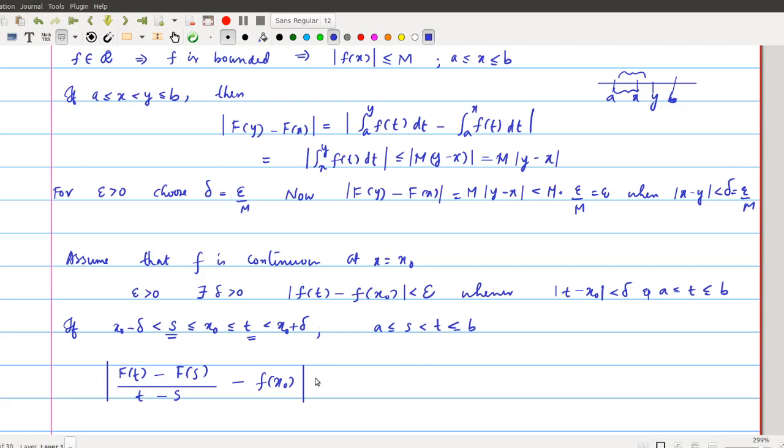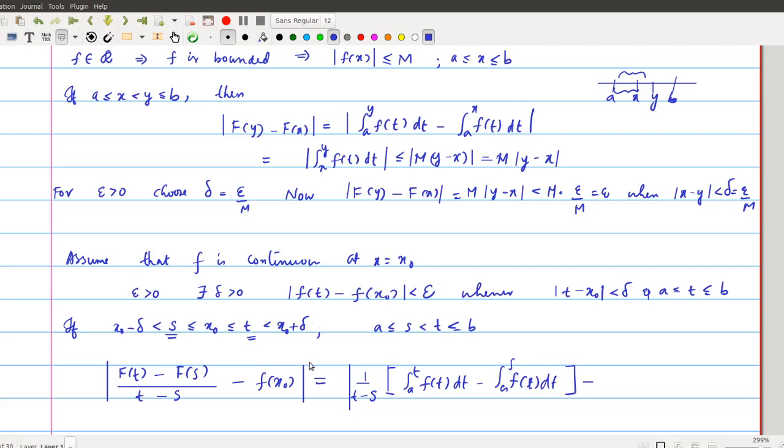Now we evaluate this. By definition, this is what is F. We write this as 1 by t minus s times capital F of t minus capital F of s. Then capital F of t will be integral a to t of f(t) dt minus integral a to s of f(t) dt. This is the definition of capital F.